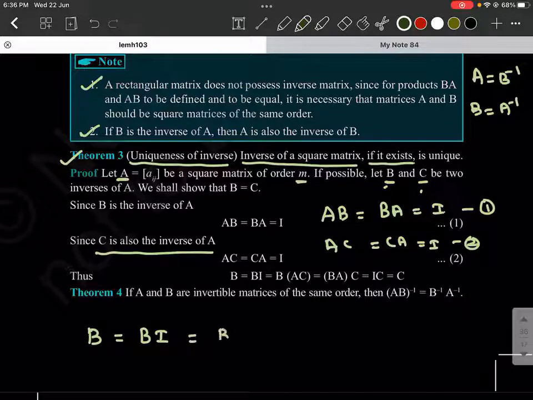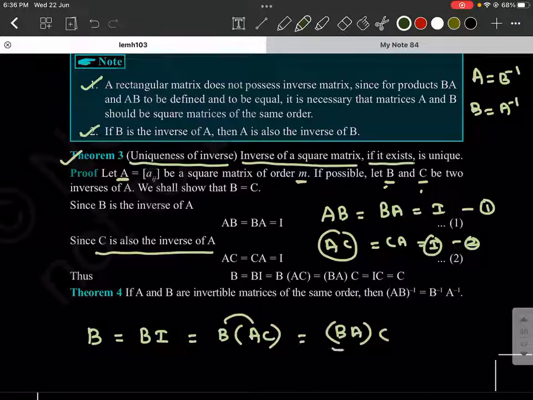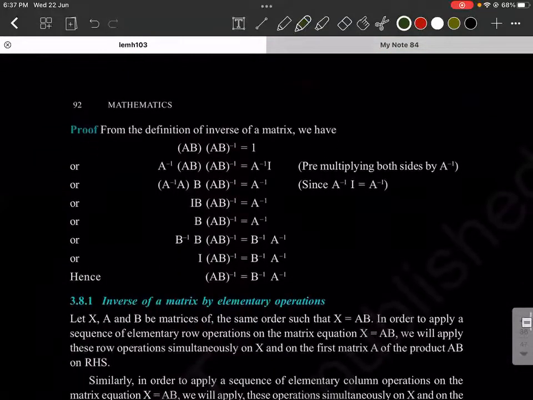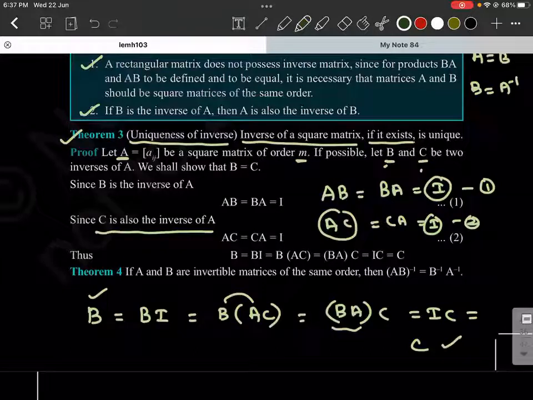So this I can write as B into I. Can I write I is equal to AC? Correct? So we know the associative property of multiplication. So I can say this will be (BA) into C. But what is BA? BA is also I. So I into C will be equal to C. So from here I'm concluding that B and C are the same, which gives us the conclusion that every square matrix, if at all it has an inverse, then the inverse is always a unique inverse. Is that clear?